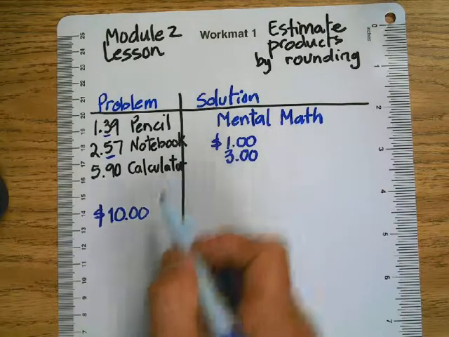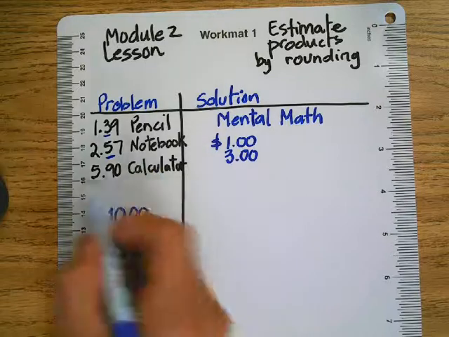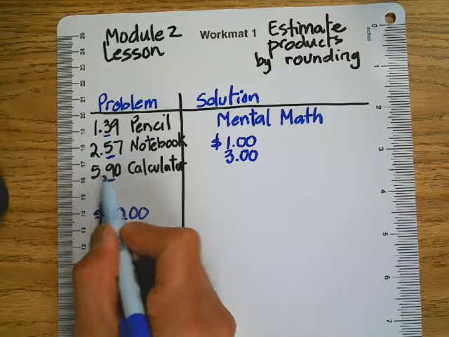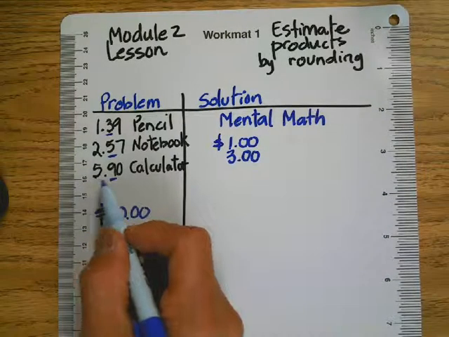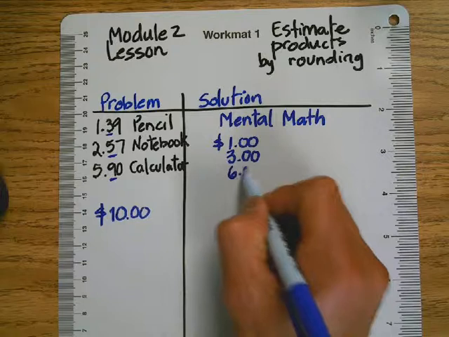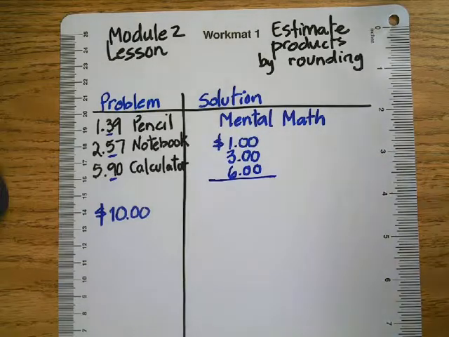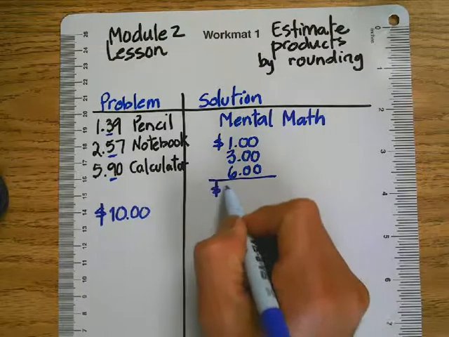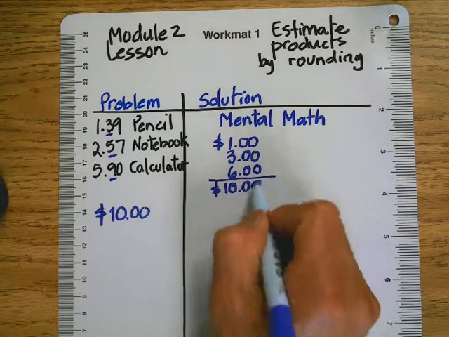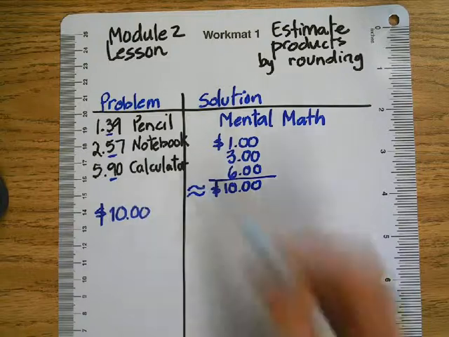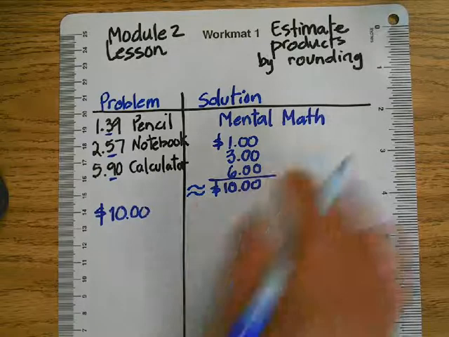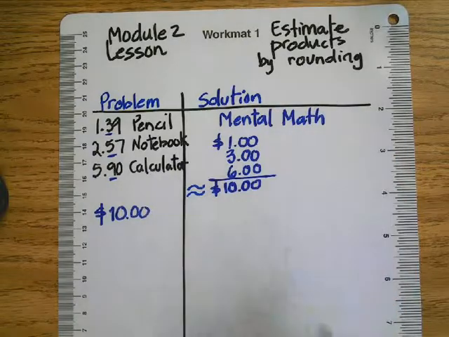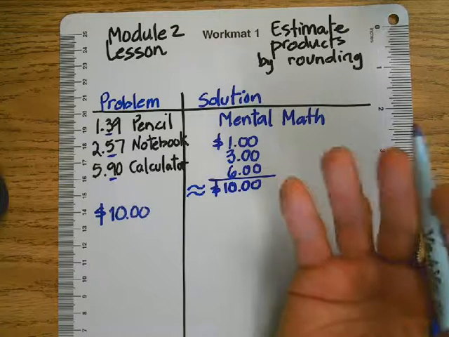And the calculator is $5.90, and we're going to round the tenths again to make this either a 5 or a 6, and we can see that $5.90 is really close to $6. So then we just write the $6. Mentally we can do this. We know that this is $10 altogether. So the total of the items is about, and here's the symbol for about. Someone can do this in their head and say, okay, I do have enough money. You don't have to get a calculator or a pencil and paper.